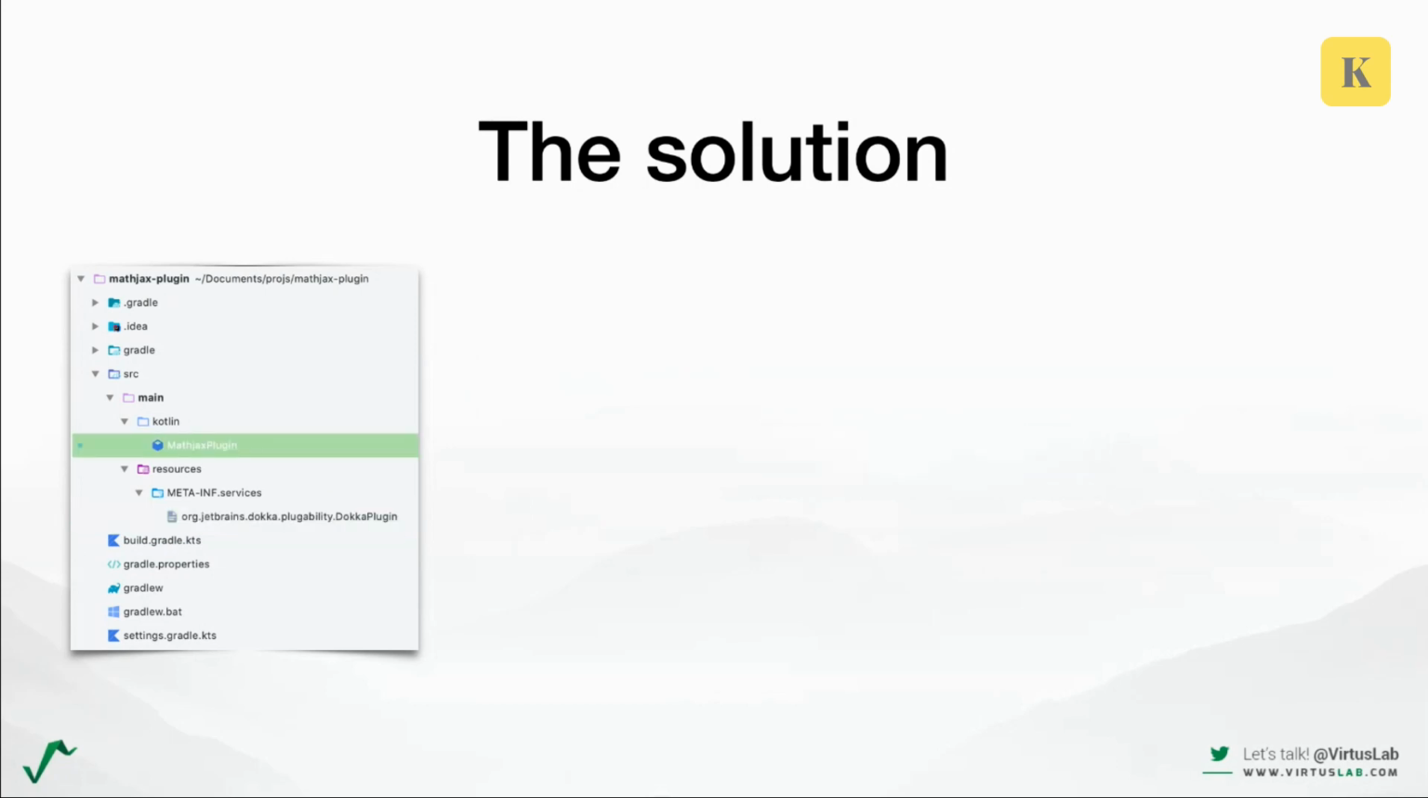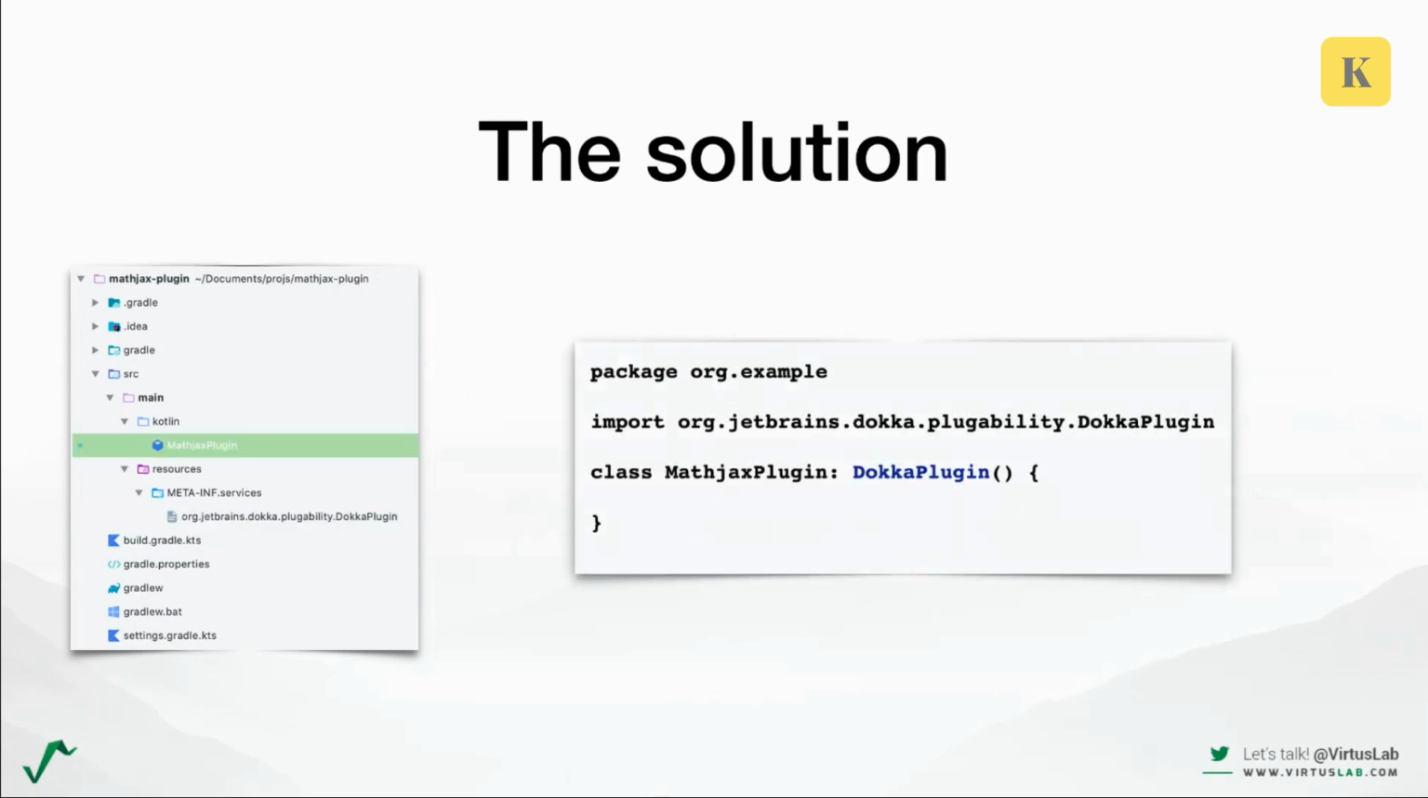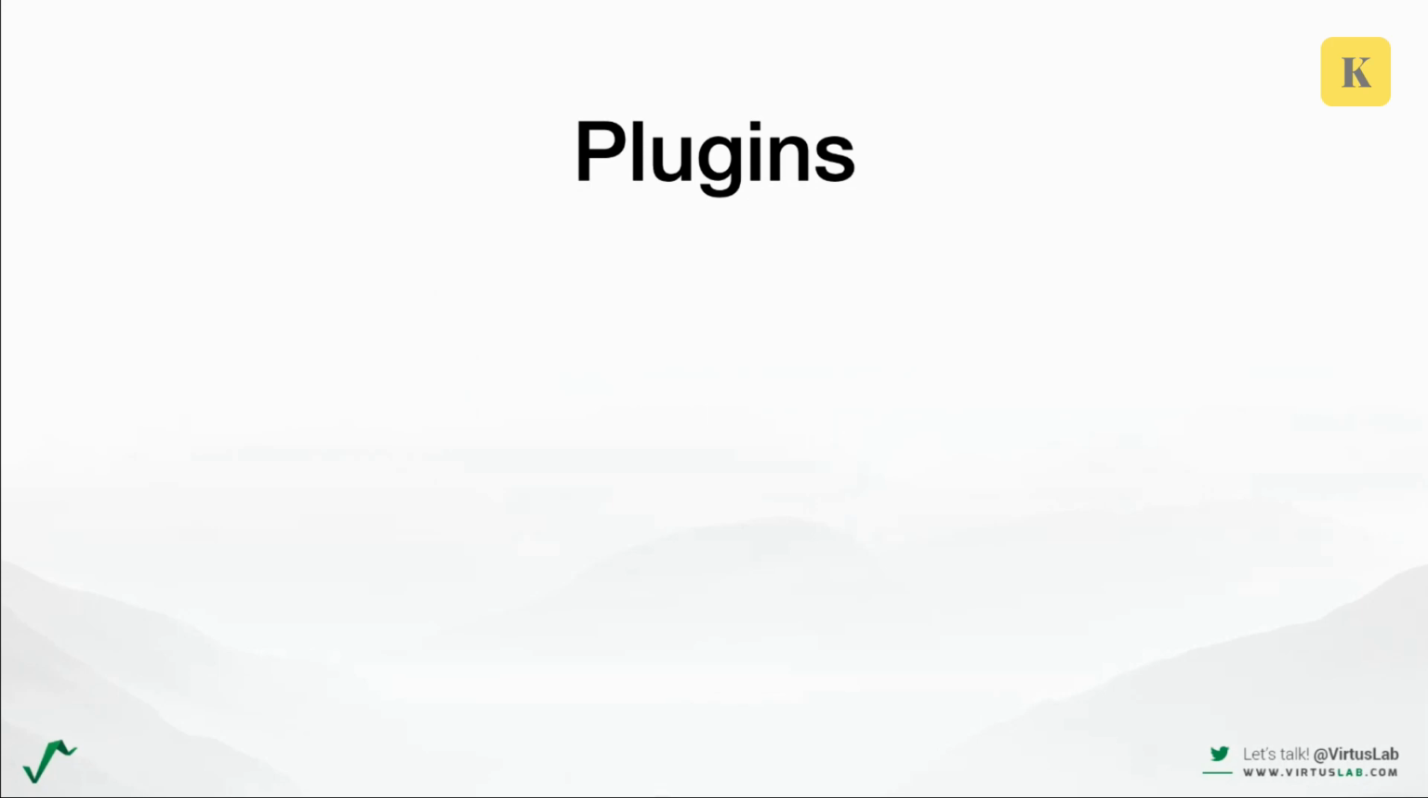Okay, so let's take a look at this class. It's a really simple Kotlin class. The only notable thing here is that we need to extend the DokkaPlugin abstract base class, because all Dokka plugins implement the DokkaPlugin base class. So to see what we should put inside of that, let me tell you what exactly plugins are, so we will see what we wanted to achieve with our plugin.